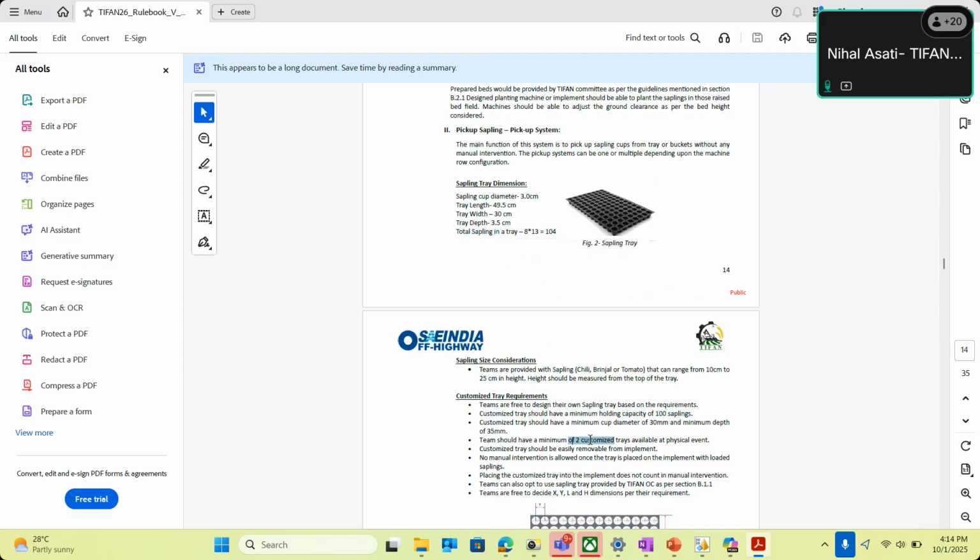And yes, you should have a minimum of two customized trays at the time of the final event, and also maybe in the POC and other rounds when validation will be required through milestones.